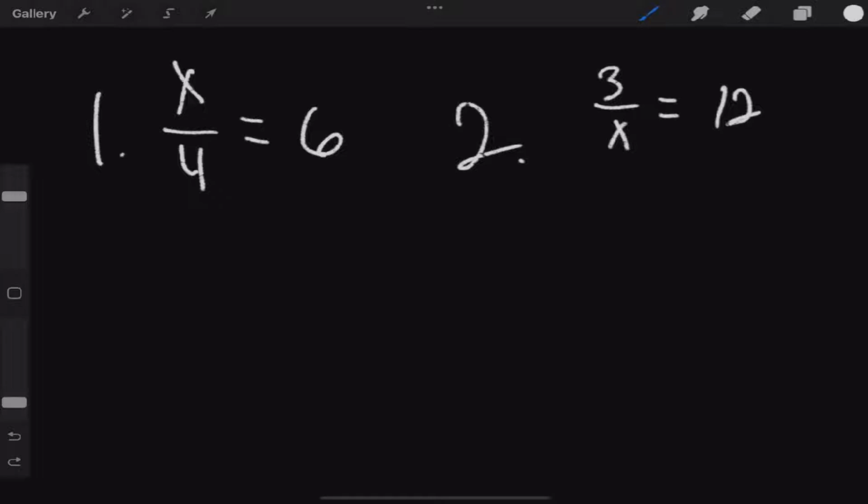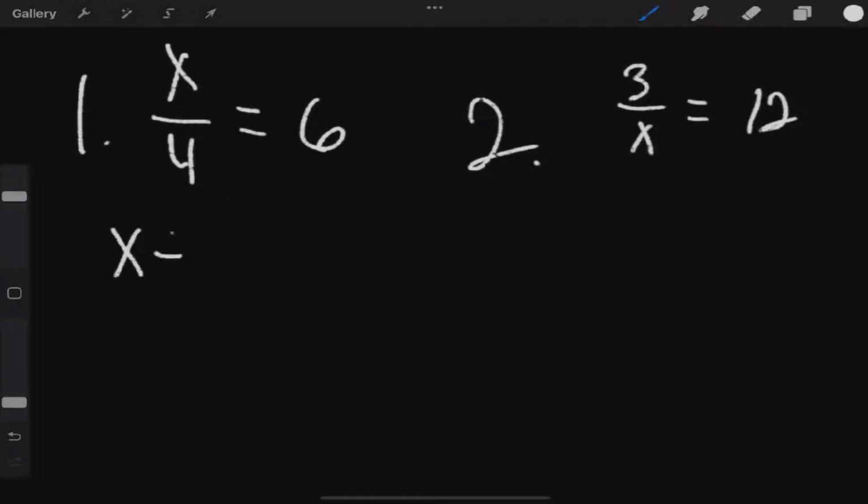So basically, like we were doing in addition and subtraction, we're doing the opposite. The opposite of subtraction was addition. The opposite of addition was subtraction. Same thing here. The opposite of multiplication, or the opposite of division in this case, would be multiplication.